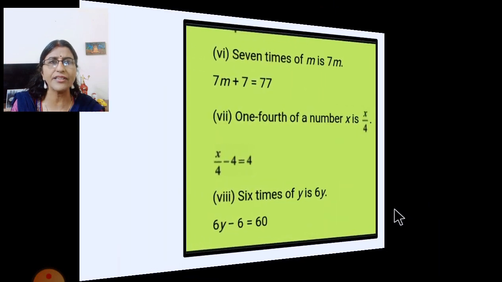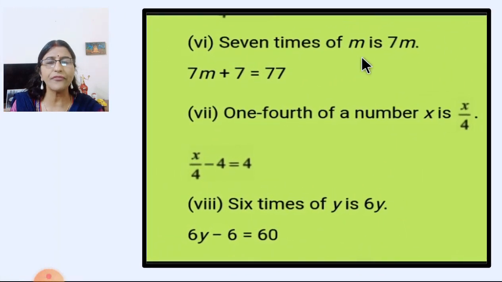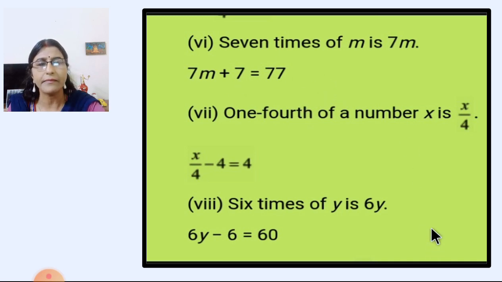How to write the equation: 7 times of m. You have learned this before. Times means we have to multiply. So 7 will be multiplied by m, so m has to be multiplied by 7. You will get 7m. And then plus 7. Plus 7, you will get 77. This way you will make an equation from the statement.